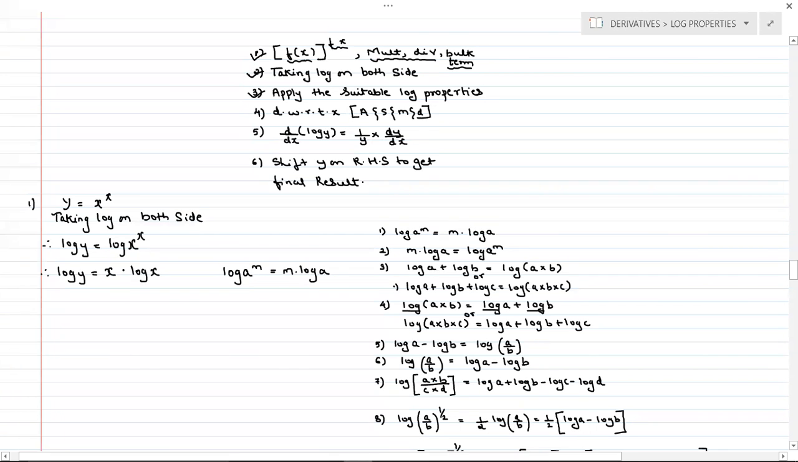Then after that only you will take a log on both the sides, and see to it that it is applicable only for multiplication and division terms. Whenever you see plus and minus between the terms, you cannot take log on both the sides. Remember this. For that, the concept is different. So that part I will explain afterwards. The third step is what? Apply the suitable log property.